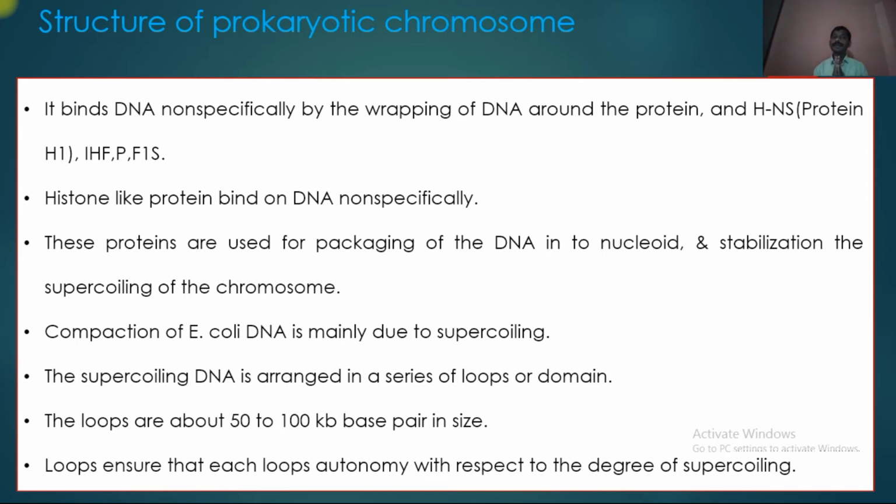Compaction of E. coli DNA is mainly due to supercoiling. The supercoiled DNA is arranged in a series of loops or domains, and these loops are about 50 to 100 kb in size. 1 kb is equal to 1000 base pairs, and one loop consists of 50 to 100 kb. The loop function ensures each loop's autonomy with respect to its degree of supercoiling, and another function is gene expression.